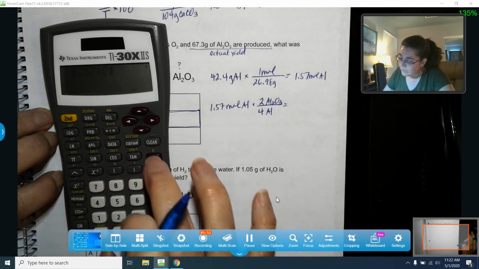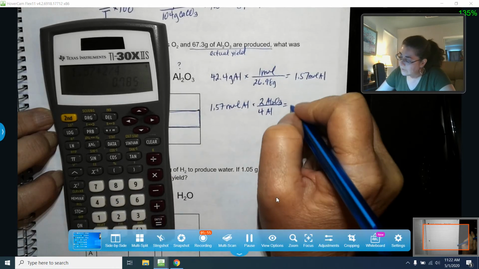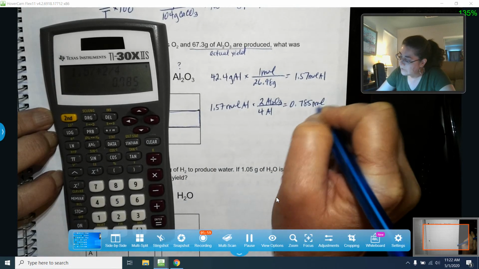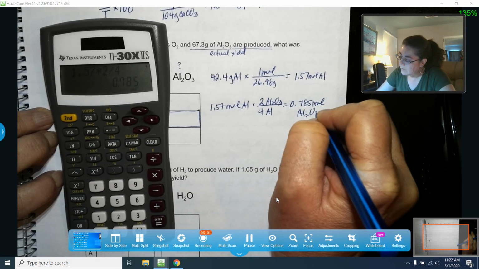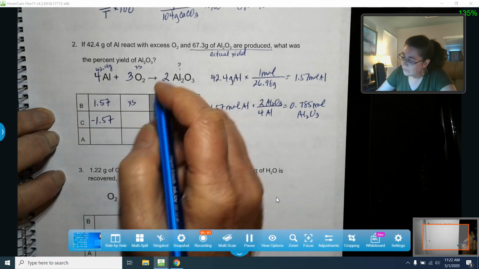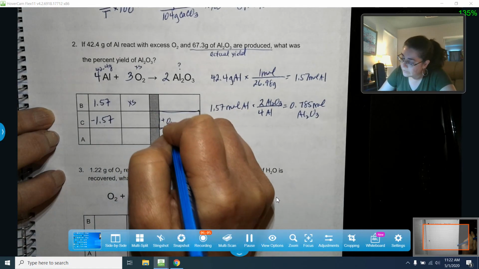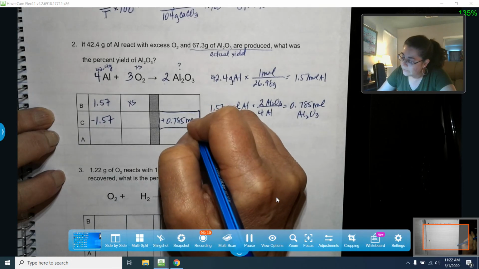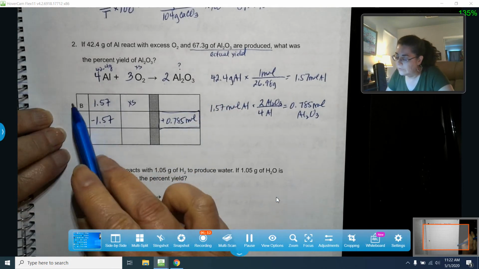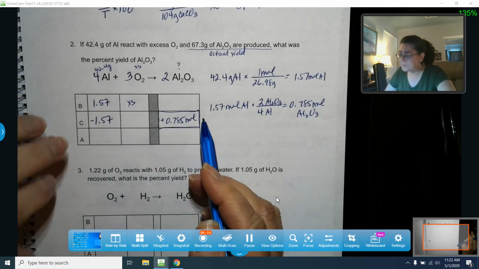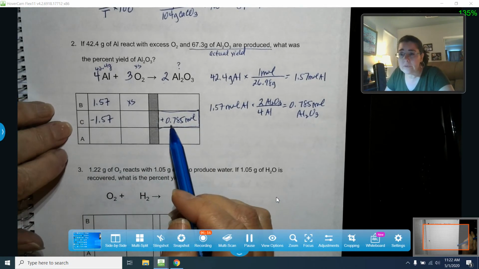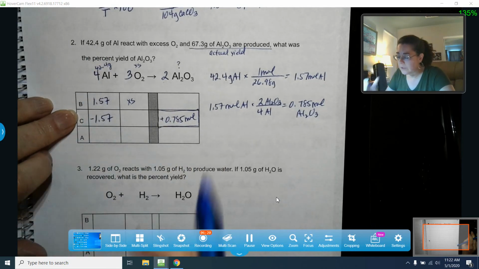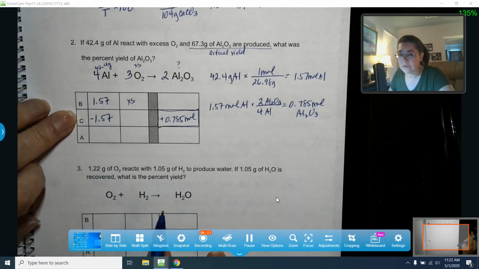1.57 times 2 divided by 4, and we get 0.785 moles of aluminum oxide. That goes here. I'm going to make this 0.785. Okay, and also guys, if you don't want to use this chart, that's okay. You don't have to use the chart. The purpose of this was for you to really understand what was going on with chemical reactions.